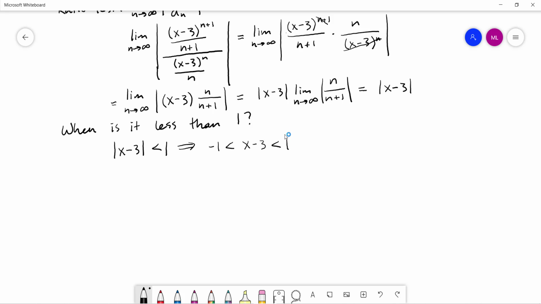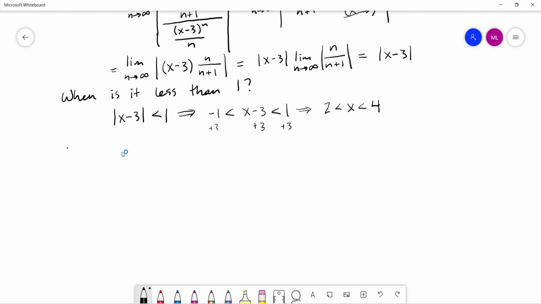And then we add our 3 to both sides. So if you add 3 to every single term, so +3, +3, +3, now we wind up with 2 less than x less than 4. So this is our interval of convergence, and our radius of convergence is 1. We can go 1 in either direction from this. So our radius of convergence is 1.